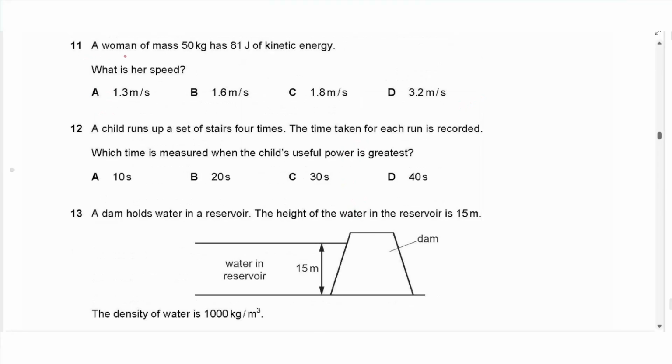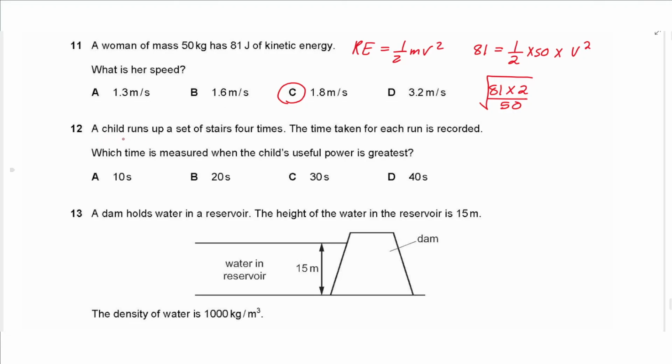Question 11 says, a woman of mass 50 kilograms has 81 joules of kinetic energy. What is her speed? So we have the equation for kinetic energy equals half mv squared. Then we substitute 81 is equal to half multiplied by the mass, which is 50, multiplied by the speed, which is required. So we have 81 multiplied by 2, then we divide by 50. Then we get the square root of that to calculate the speed, not the speed squared. We get 1.8 meters per second, so the answer is C.